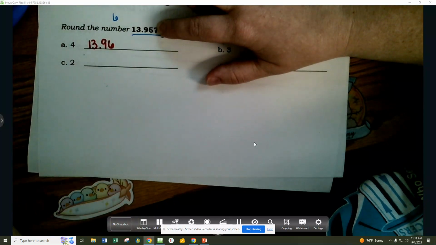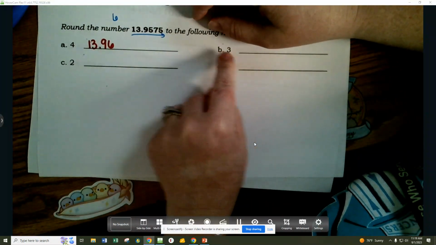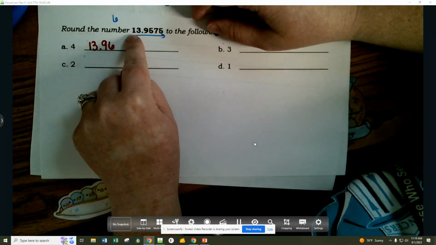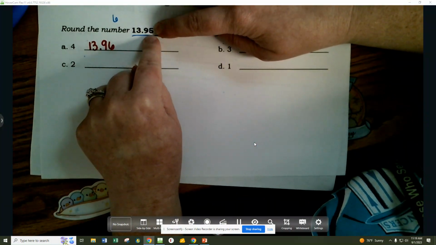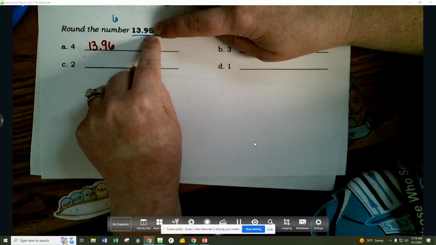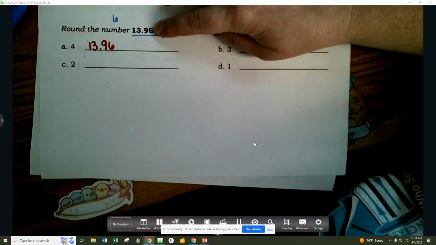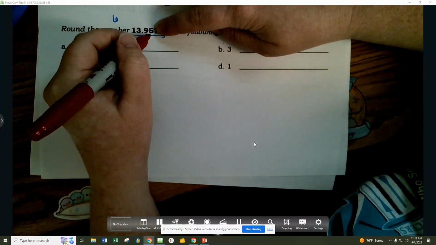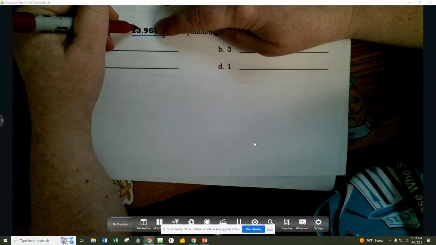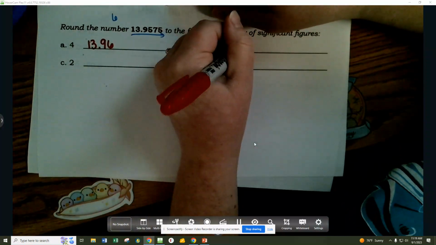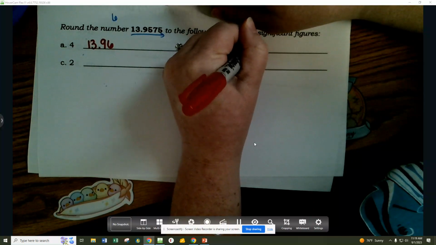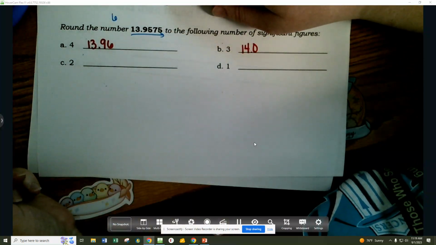Okay. In B, we're going to go to 3. So we'll start at the 10s, the 1s, and the hundredths. I look at what comes after, and that's a 5. So it's going to round up. Well, this is that domino effect. So we end up with 13.9 rounding up, and then that rounds up the 1. So to give this 3 significant figures, we're going to have 14.0.